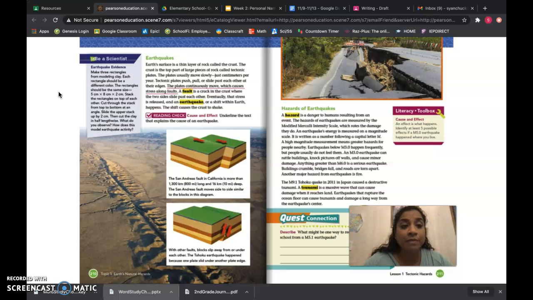Cut through the stack from top to bottom at an angle. Slide the upper stack up by 2 centimeters. Then cut the clay in half lengthwise. What do you observe? How does this model earthquake activity?